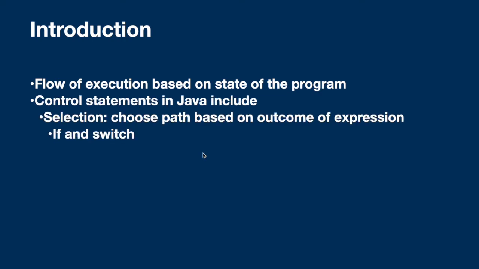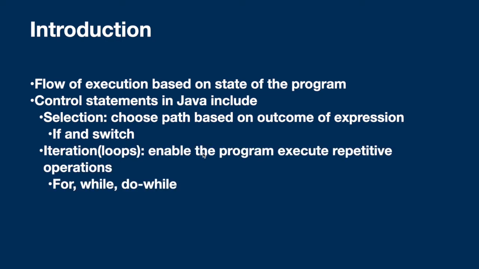So we have got three types of control statements. The first one is selection, and a selection statement is used to choose a path of execution based on the outcome of a Boolean expression, or based on the outcome of a scenario which we call cases in switch. And the other type is iteration or loops.